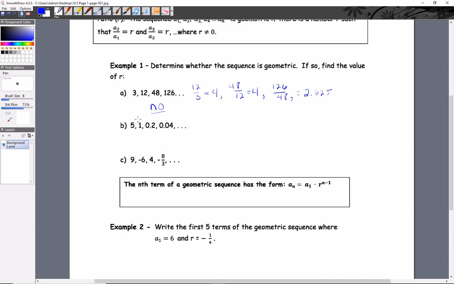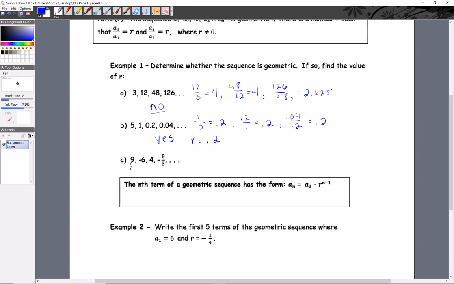So we'll check the next one, and we'll start out with 1, which is the first one in, not the very first one. So it's 1 over 5, that's going to be 0.2 for purposes of comparison, and then 0.2 over 1 is also 0.2. 0.04 over 0.2 is also 0.2, and this tells us the ratios of these fractions are all the same. So yes, it is geometric, and r will be 0.2.